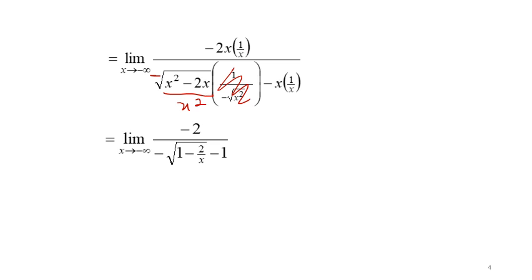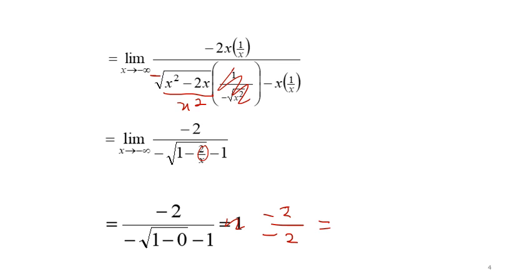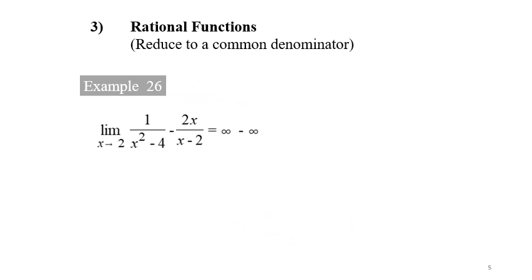And then when we approach infinity, this one will become 0. So that's what happened below here. So at the end, actually here it will be negative 2 over negative 2. So that's why the final answer is 1. Okay. So that's the second case.